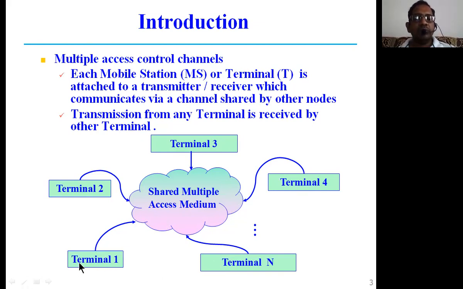Say, for example, terminal 1 wants to transmit some signal to terminal 4. While terminal 1 is transmitting a signal to terminal 4, all other terminals should be idle. Then only the transmission is going to take place effectively. Otherwise, collision takes place. If collision takes place, terminal 4 is not going to receive the signals or packets or information transmitted by terminal 1, of course.